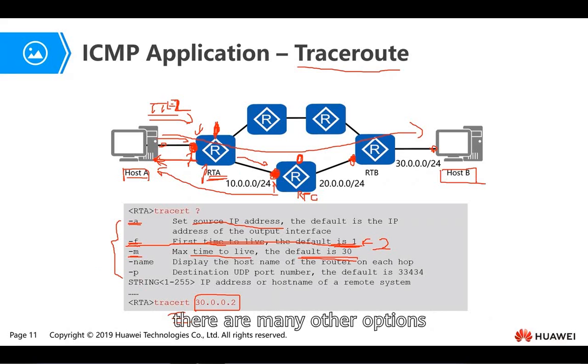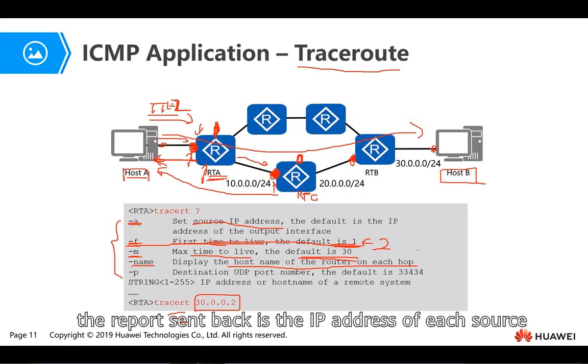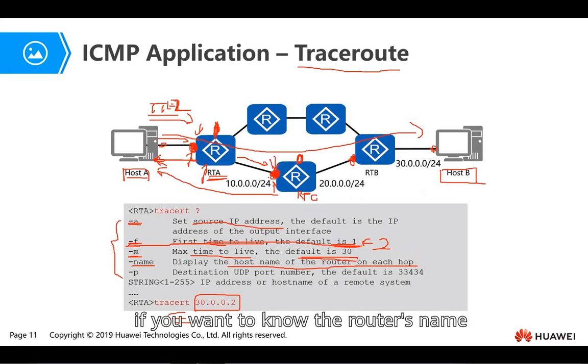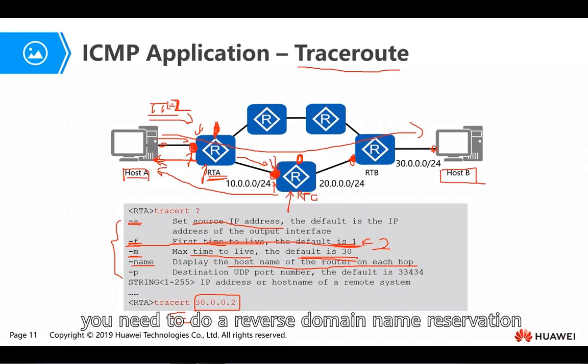Of course, there are many other options. Okay, and then -name displays the host name of the router in each hop. That means, because in this traceroute the report back is the IP address of each source, if you want to know the router's name, you need to do a reverse name resolution.